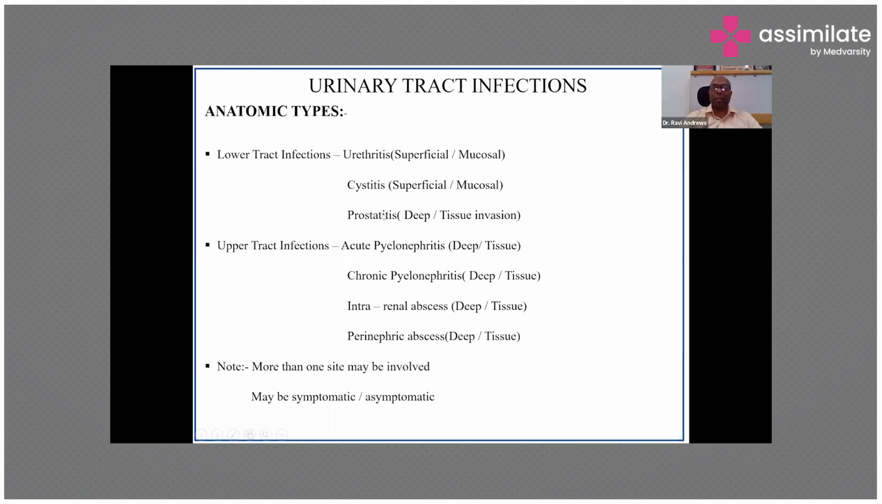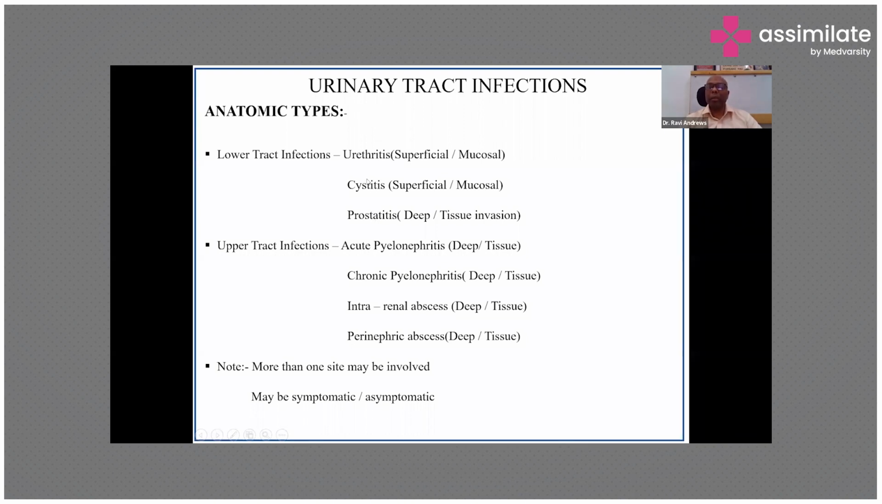The thing to remember here is many a time you can have a coexisting lower as well as an upper urinary tract infection. For example, you can have a cystitis along with an acute pyelonephritis. You can also have combinations of lower tract infections. You can have cystitis along with prostatitis.